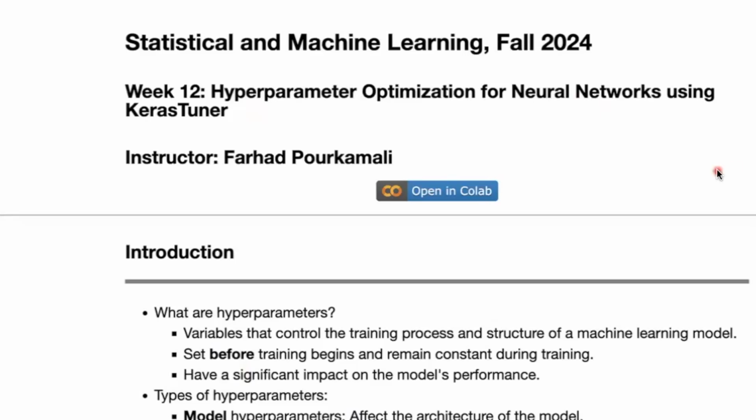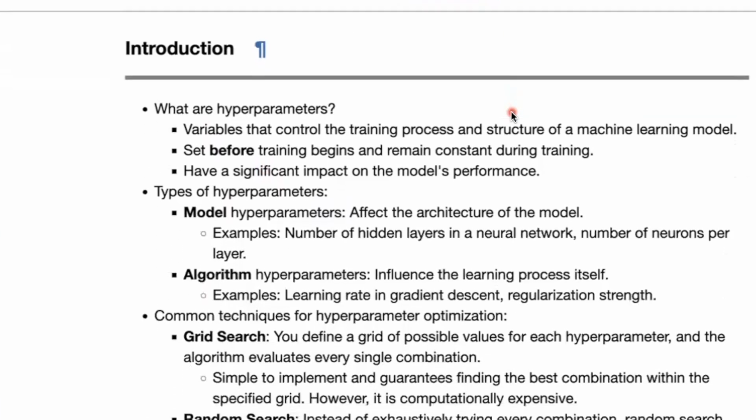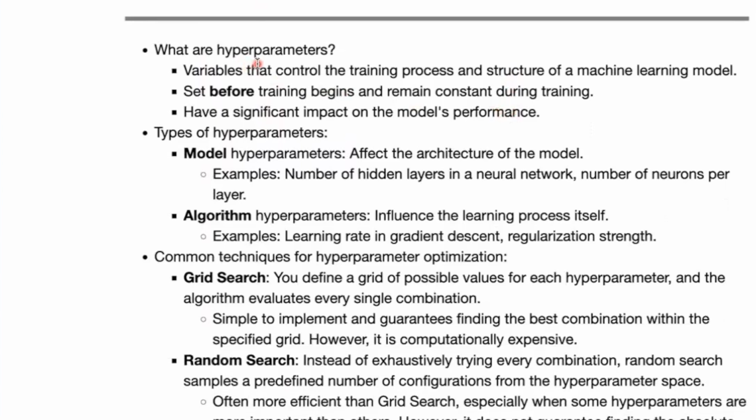Hey everybody! In this video, we discuss hyperparameter optimization for neural networks using KerasTuner, which is built on top of Keras and can be used for identifying suitable hyperparameter configurations. But what are hyperparameters and why don't we just call them parameters?